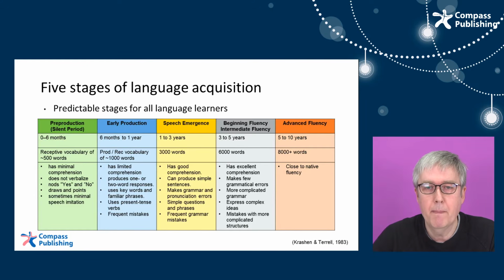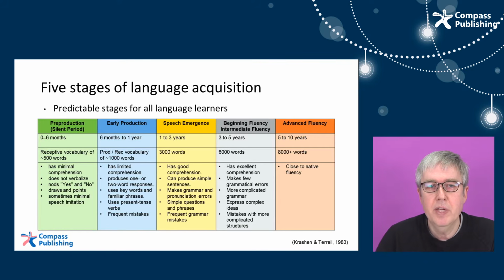As they pass the 12-month mark, from 1 year to 3 years, they enter the speech emergent phase. So speech emergence means they've got a good foundation of vocabulary, they have fairly good comprehension at a basic level, they can produce simple sentences, they make a lot of errors, but they're able to convey their idea at a basic level.